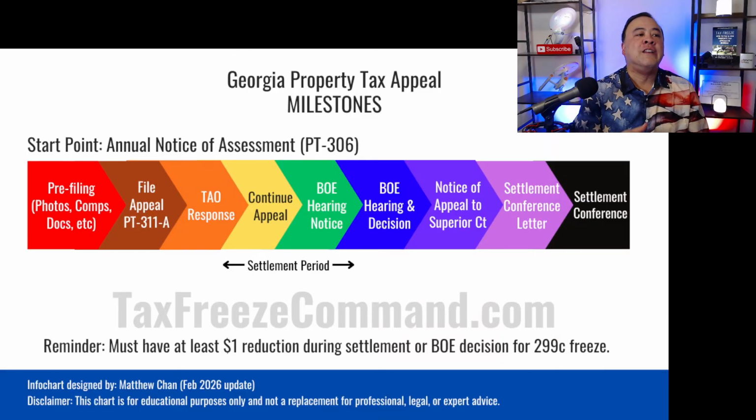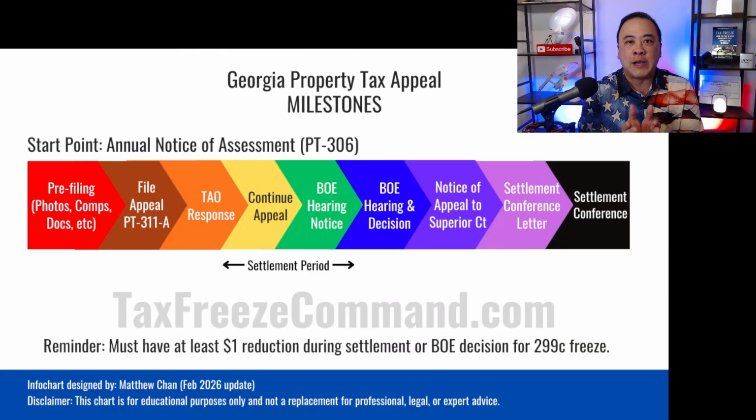Following that, if you're still unhappy with the BOE hearing decision, you move on to submitting a notice of appeal to Superior Court. That's the only way you're going to be able to get another bite at the apple, in which you get to the settlement conference. But of course, before you get to the settlement conference, you're going to get a settlement conference notification letter of when it will happen.